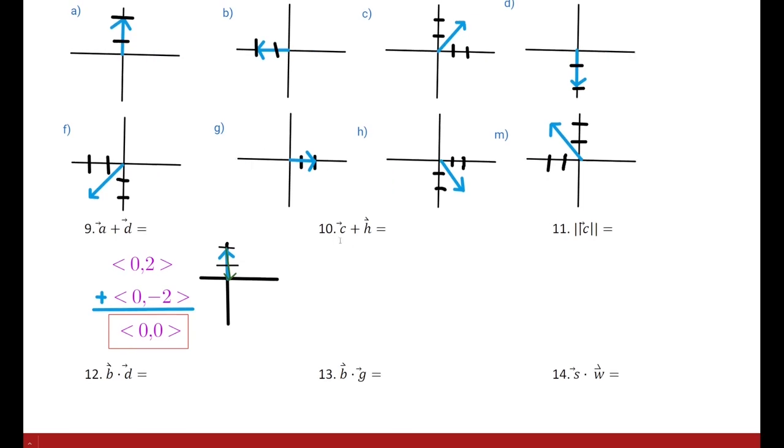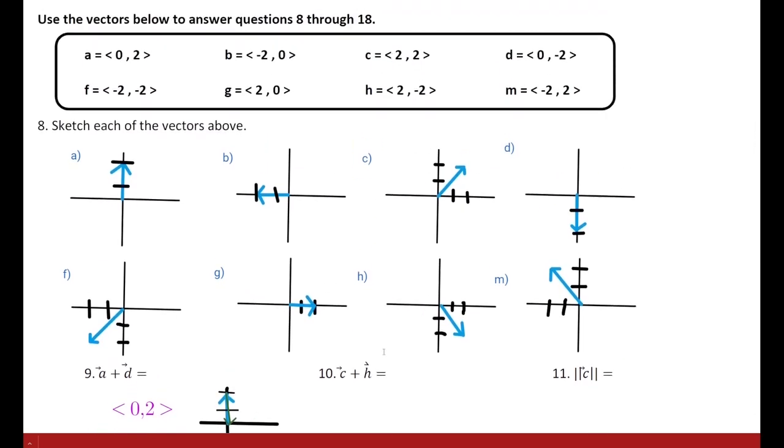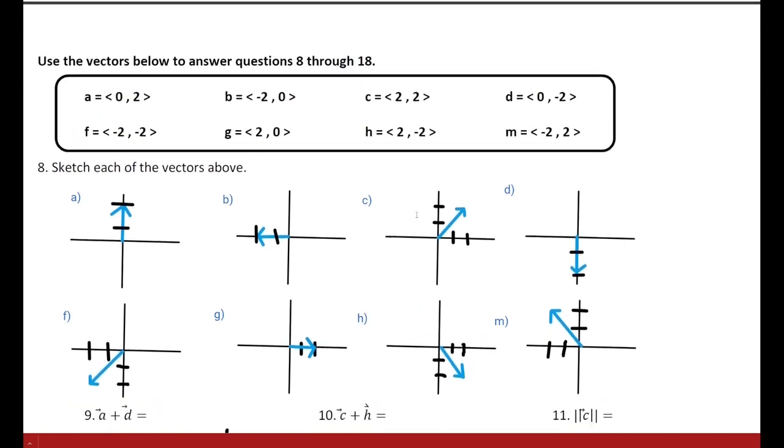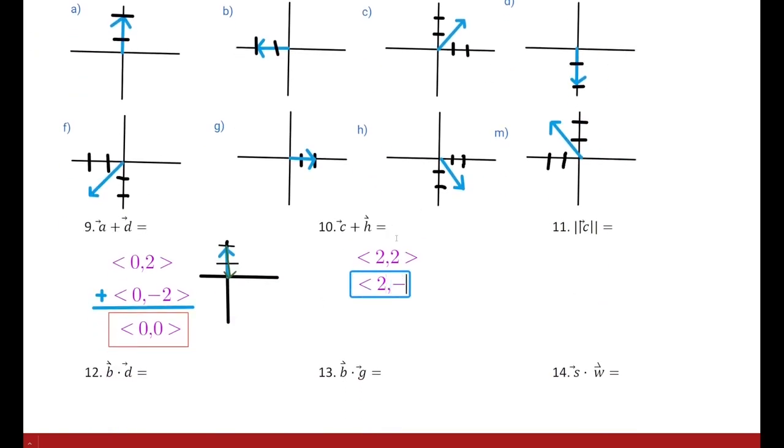For 10, we've got c plus h. c is 2, 2, and h is 2, -2. So we've got 2, 2 for c, and then h is 2, -2. I'm also adding here, so I'm just going to add my columns like I did in number 9. So we've got 2 plus 2, which is 4, and 2 plus -2, which is 0. So the resultant vector, c plus h, is 4, 0.